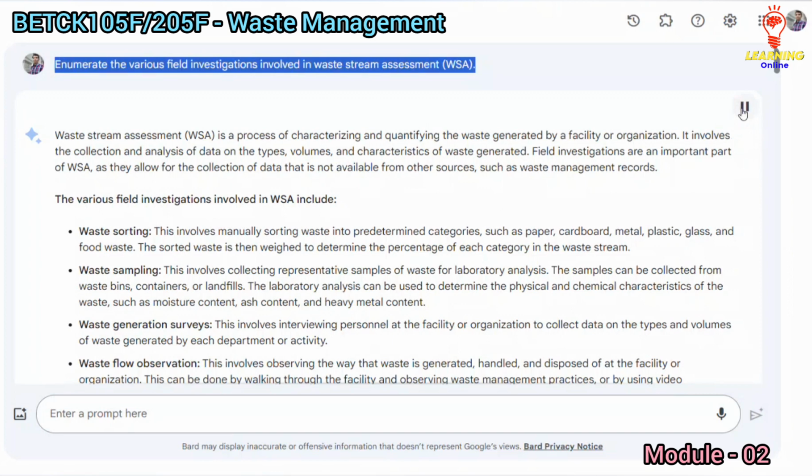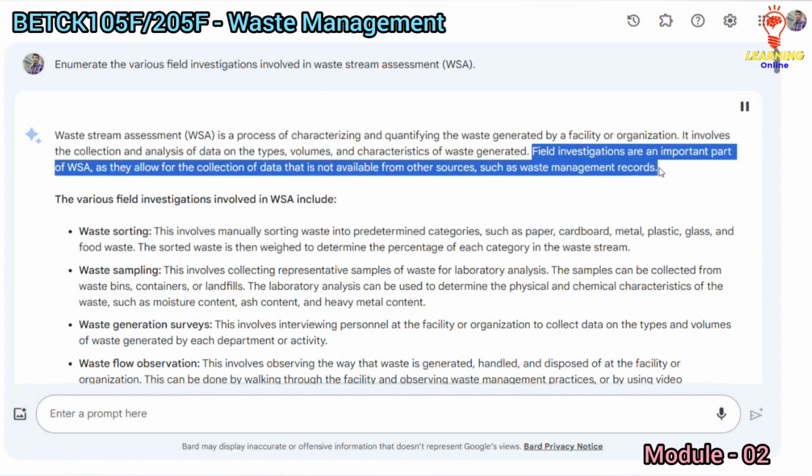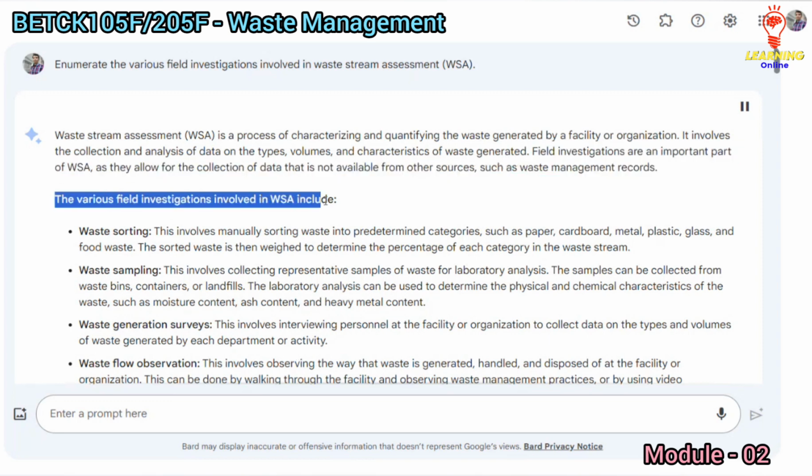Waste stream assessment (WSA) is a process of characterizing and quantifying the waste generated by a facility or organization. It involves the collection and analysis of data on the types, volumes, and characteristics of waste generated. Field investigations are an important part of WSA, as they allow for the collection of data that is not available from other sources, such as waste management records.